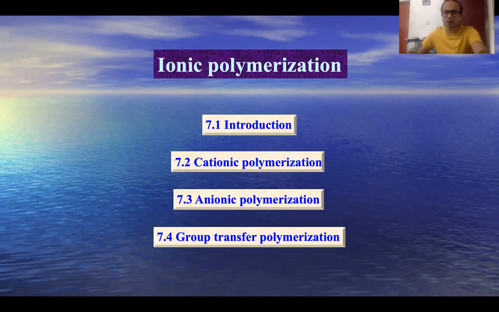So ionic polymerization consists of basically two types, that is the cationic polymerization as well as the anionic polymerization. These are the two types of ionic polymerization that are used in the polymer industry.